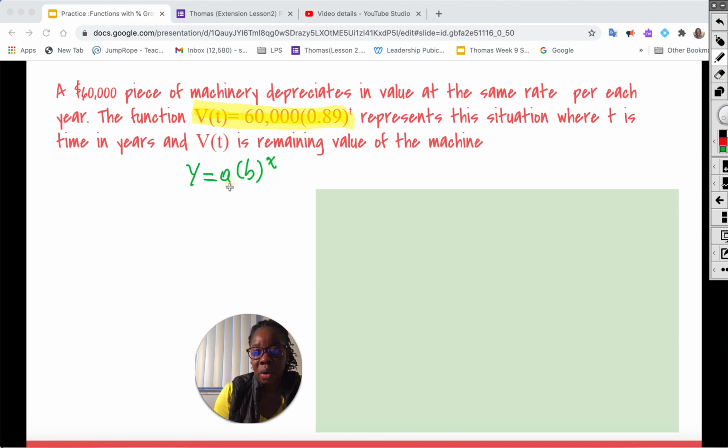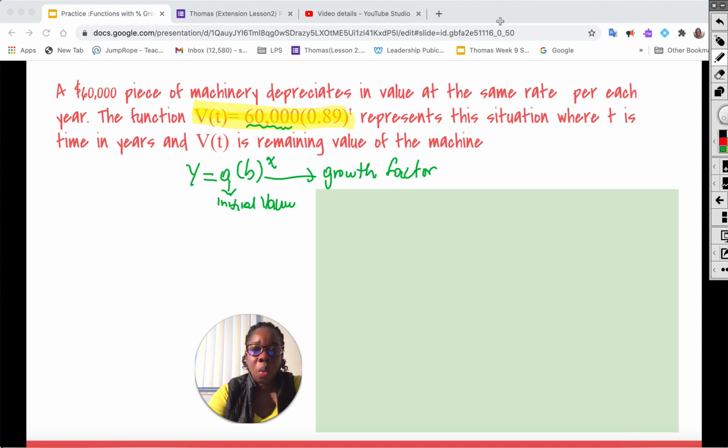where a is our initial value and b is our growth factor. And in this case, what we can see is a is 60,000 and our growth factor is 0.89.